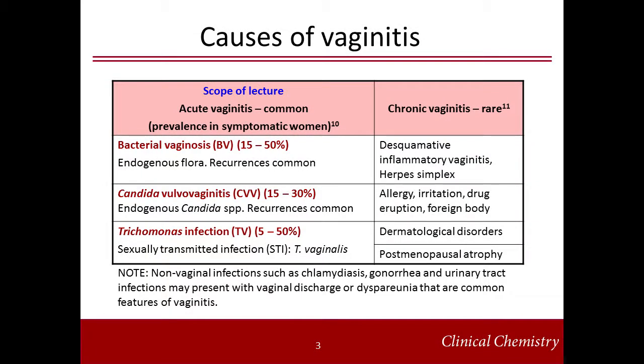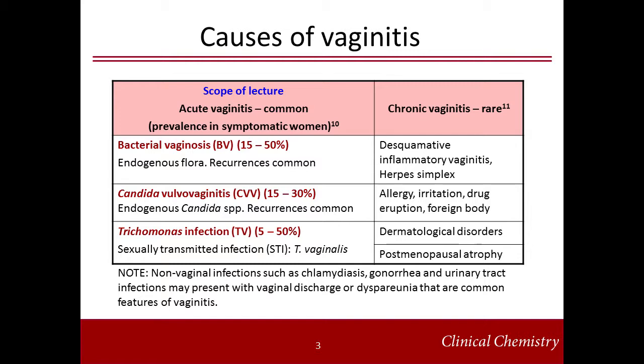Vaginitis can be acute or chronic. Acute vaginitis is common and will be the scope of this pearl. However, I will briefly mention some causes of chronic or persistent vaginitis, which is rare. These include desquamative inflammatory vaginitis, also termed aerobic vaginitis, herpes simplex, allergy, irritation, dermatological disorders, and postmenopausal atrophy.